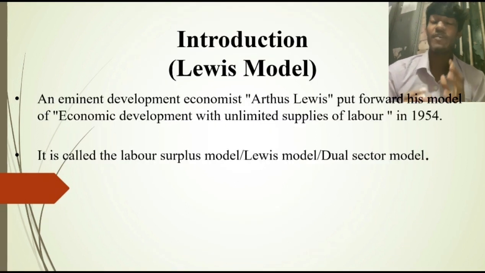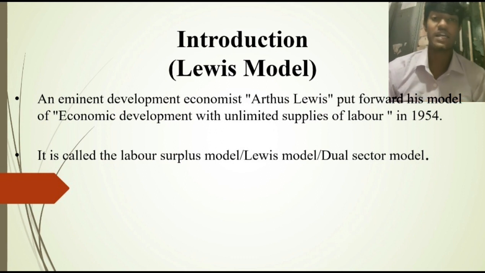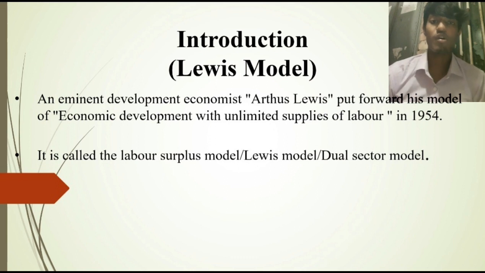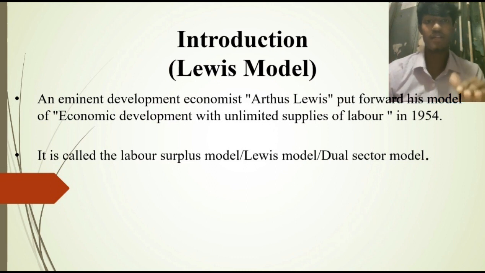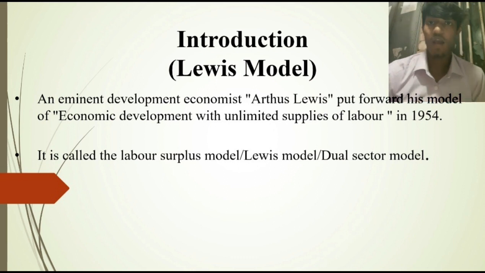First comes the introduction section. An eminent development economist, Arthur Lewis, put forward his model of economic development with unlimited supplies of labor, which envisages capital accumulation in the modern industrial sector so as to draw labor from the subsistence agriculture sector. It was developed in 1954.